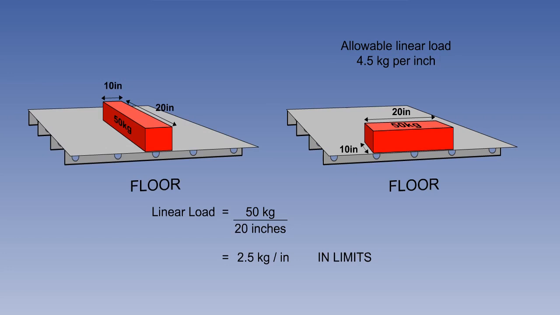The acceptable way of placing the box is to rotate it 90 degrees from the previous position on the floor frames. Dividing the mass, 50 kilograms, by the longest length, 20 inches, will give a linear load of 2.5 kilograms per inch. The linear load is now well within the limit of 4.5 kilograms per inch.